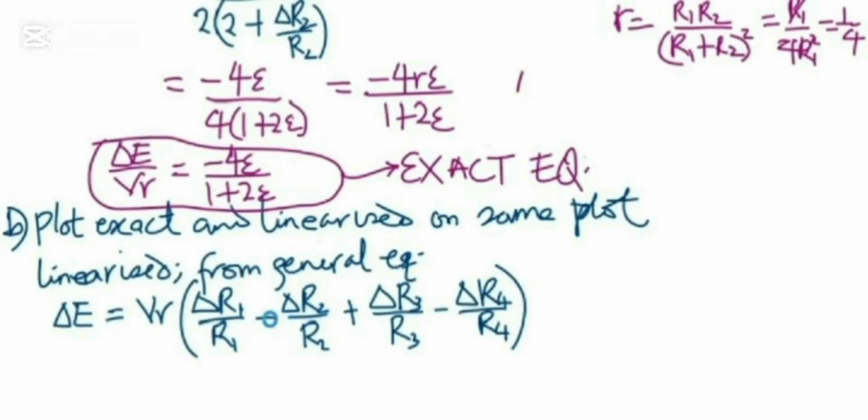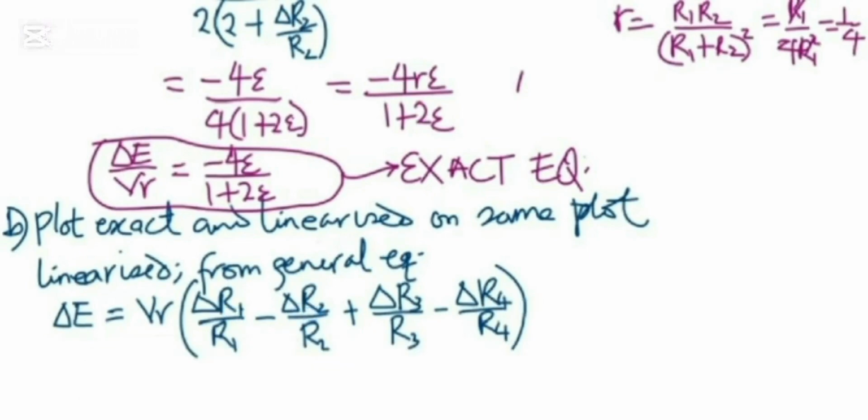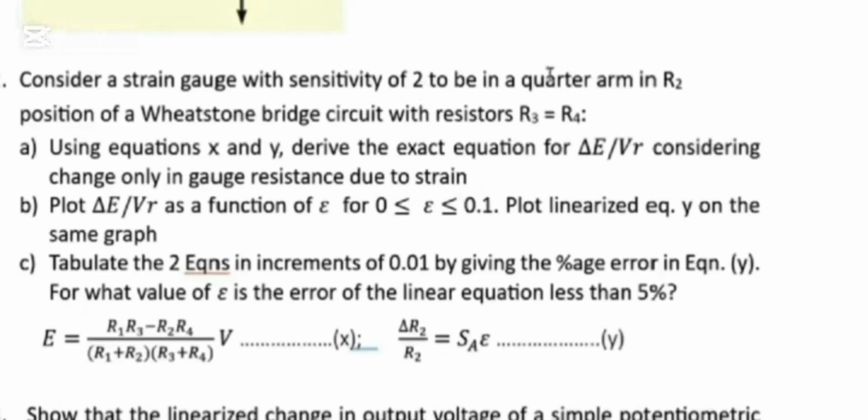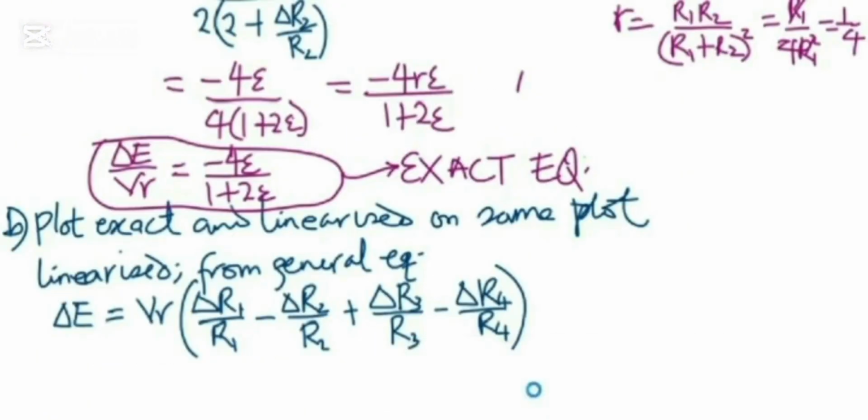Active resistance means the arms of the resistors, we expect that there is going to be change. But in this case, our strain gauge is only placed at what position? At the R2 position, right? Since it is at the R2 position, only R2 will react. All the other changes will be 0. So this will be 0, and this will also be 0.